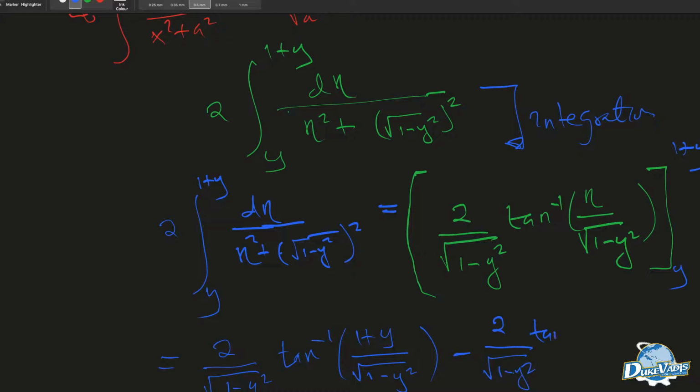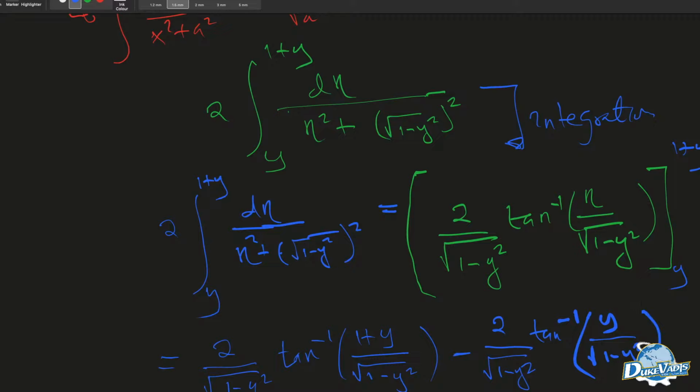Okay, the tan inverse of y, let me write it well. Tan inverse of y. Okay, so tan inverse of y, alright, then we come here, tan inverse of y into bracket y all over square root 1 minus y squared into bracket.